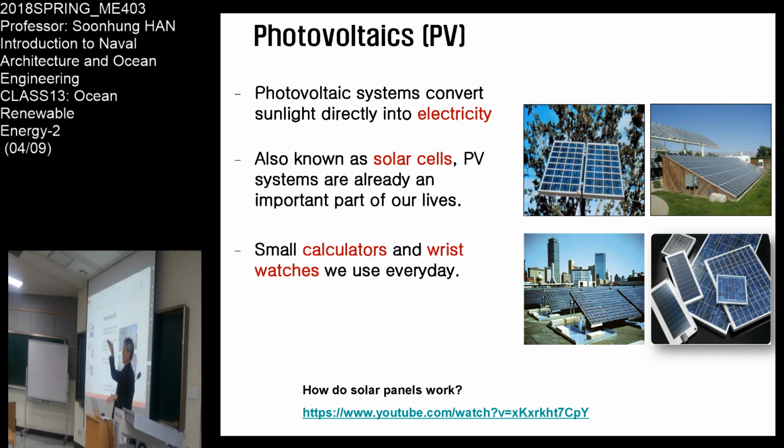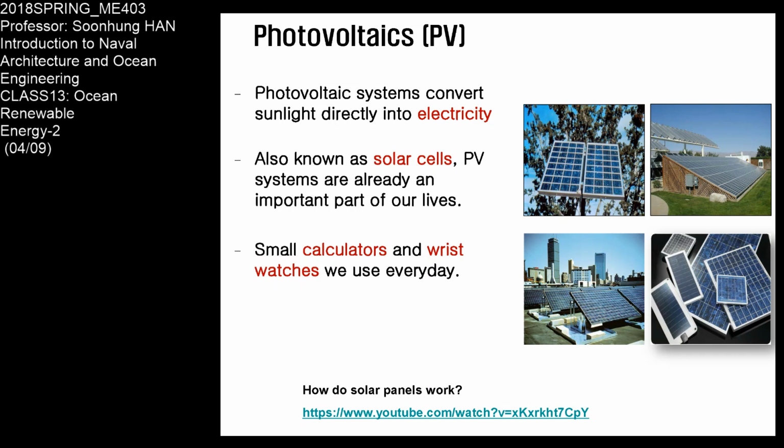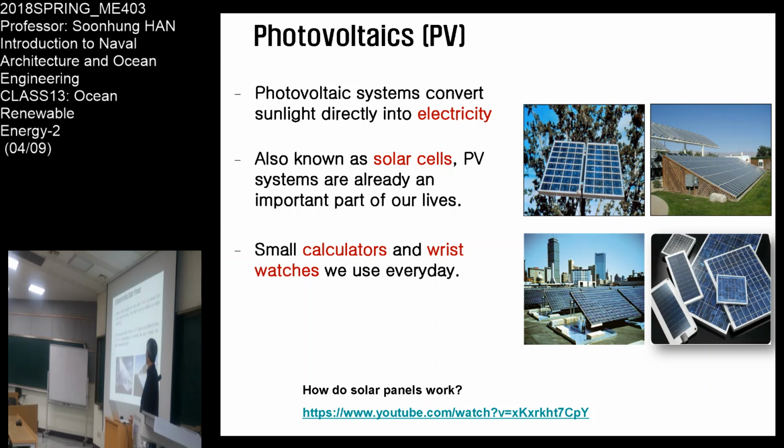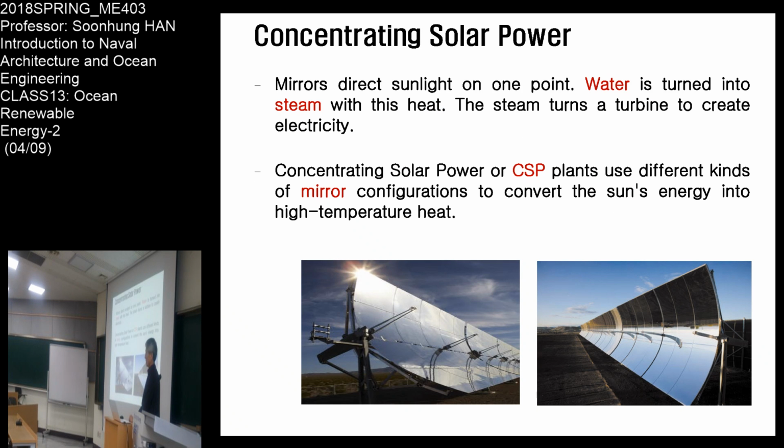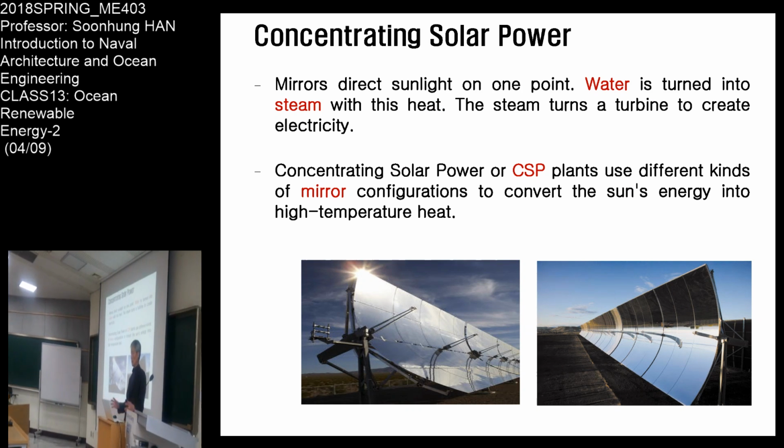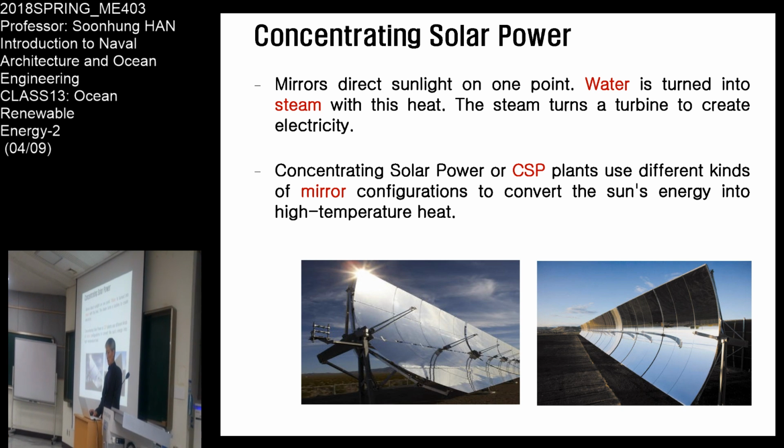All right, concentrating solar power, you need to have a mirroring system. So mirrors direct sunlight on one point so that water is boiled into steam, and steam turns a turbine. So concentrating solar power, or CSP, uses a different kind of mirror configuration, focusing into high temperature heating. There is another idea to make more concentration.